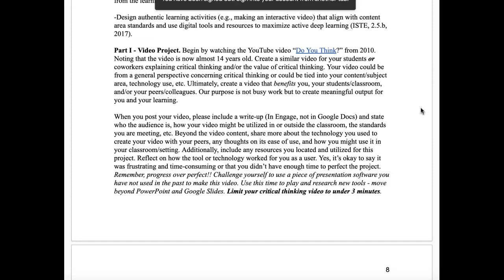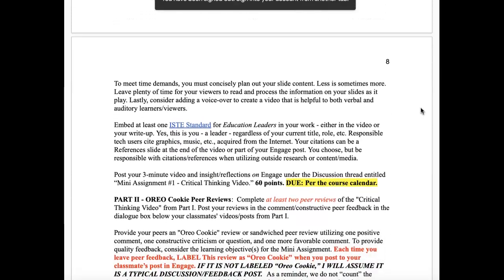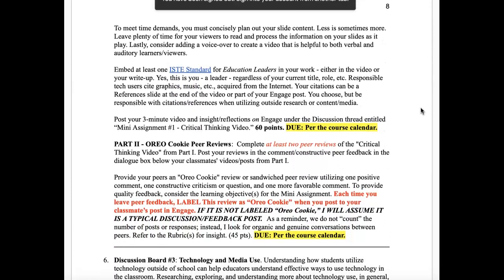Limit your critical thinking video to under 3 minutes. To meet time demands, you must concisely plan out your slide content. Less is sometimes more. Leave plenty of time for your viewers to read and process the information on your slides as it plays. Lastly, consider adding a voiceover to create a video that is both visual and auditory for your listeners.